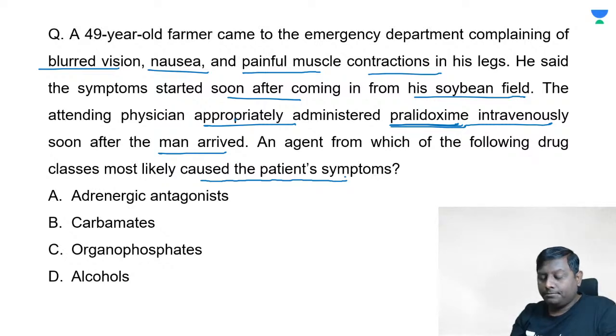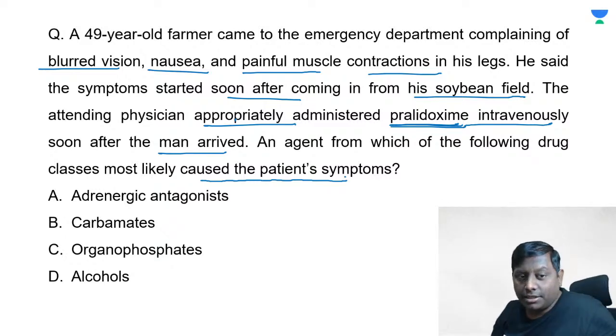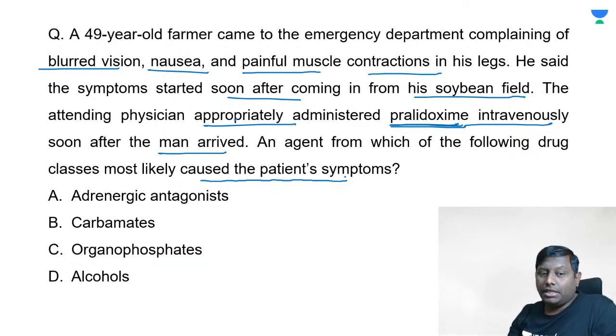Which agent could cause the patient's problem? Is it an adrenergic antagonist? Is it carbamates? Is it organophosphates? Is it alcohols? Which type of agent will be causing this problem that is shown here? All of you are marking. Okay, why not carbamate? Why not carbamate? So that's correct. Actually, let's save some time here.